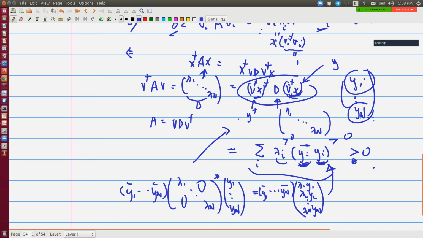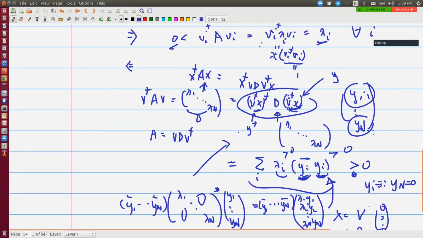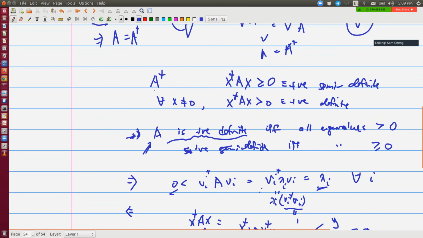As I said, unless all of yi is equal to 0, this will be bigger than 0. If y1 up to yn are all equal to 0, then this is just a 0 vector. Then what is x? x is just equal to V times y, so it's just equal to 0.